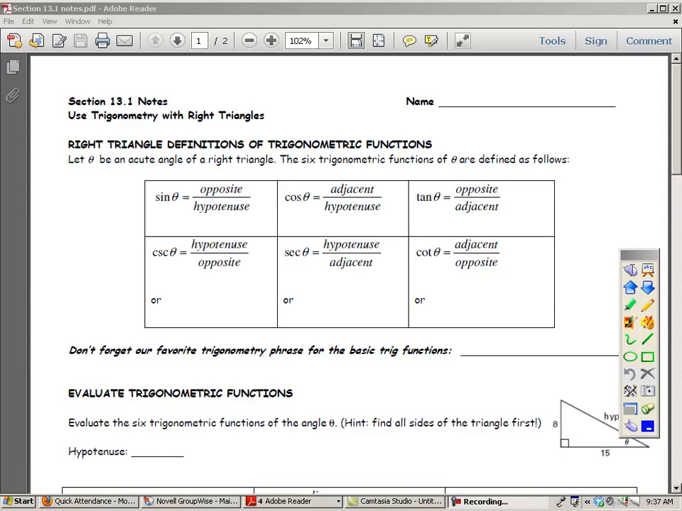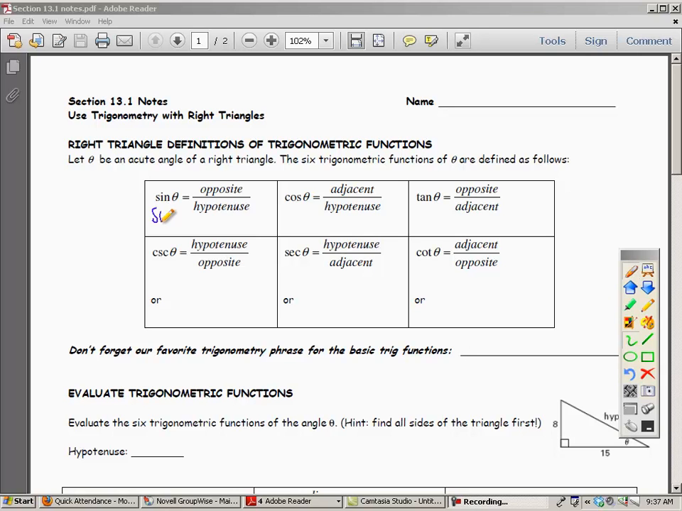Welcome to section 13.1. We're dealing with trigonometry of right triangles. Now, the majority of this section will be a review from geometry, but we are going to add a few new things in, and so I want to discuss those as we go through. Let's start with the three basic trig functions that you learned in geometry.